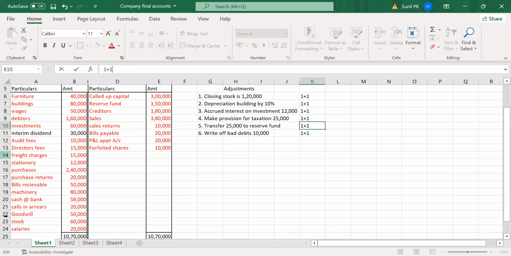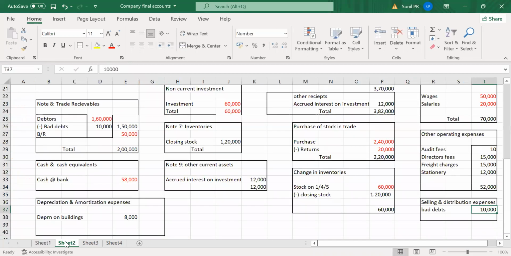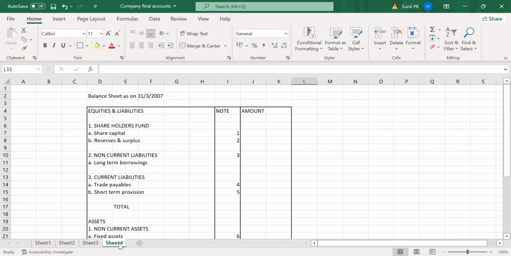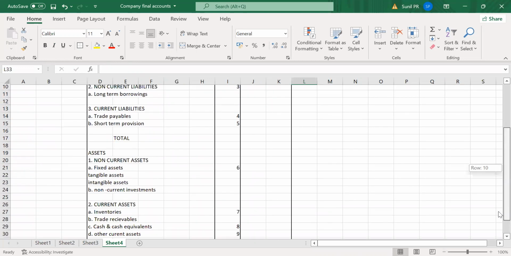Now we are going to take it in this here. So that is giving you the surplus carried to balance sheet. You got it?